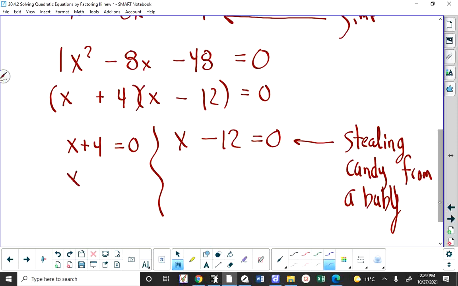There's nothing there. X equals negative 4 and x equals 12. The point is we take math expressions and equations and problems and turn them into simpler problems. That's the goal in high school math.